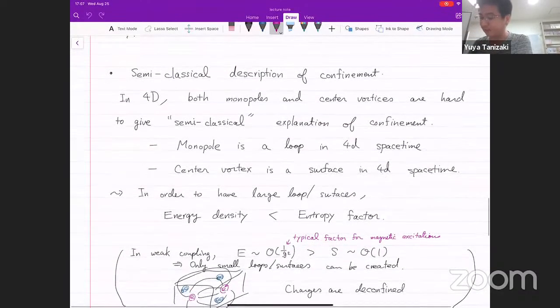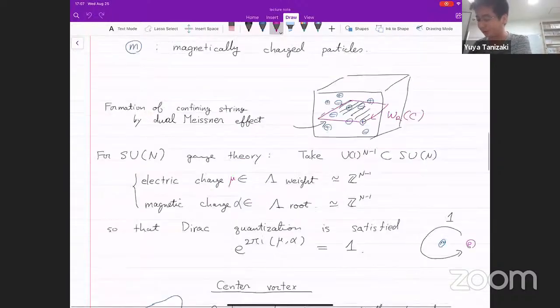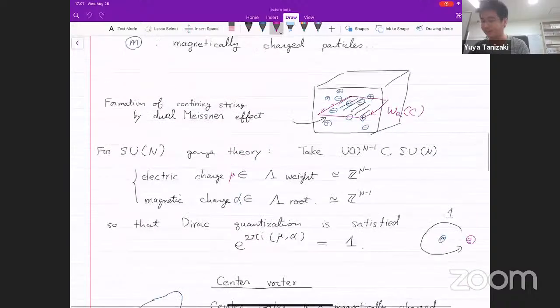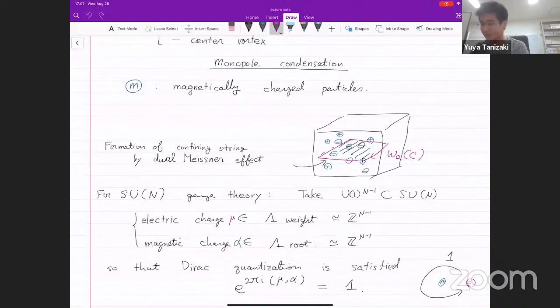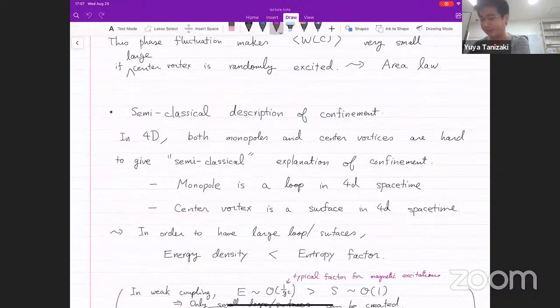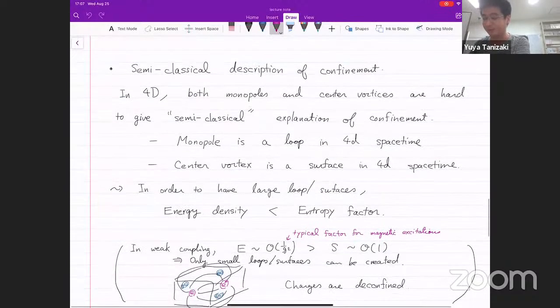So basically, in 4D, a monopole is a loop-like excitation. What I have drawn here is just a 3D spatial slice of four-dimensional space-time. But in reality, this point-like magnetic particle is just a cut of a line operator, a line-type excitation in space-time. So the monopole is indeed a loop in four-dimensional space-time.